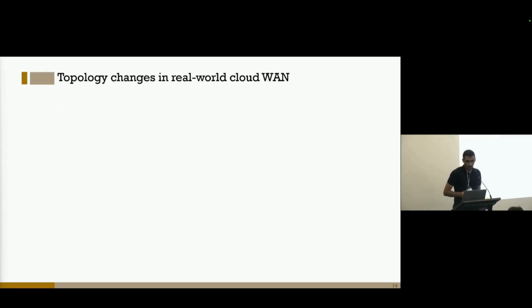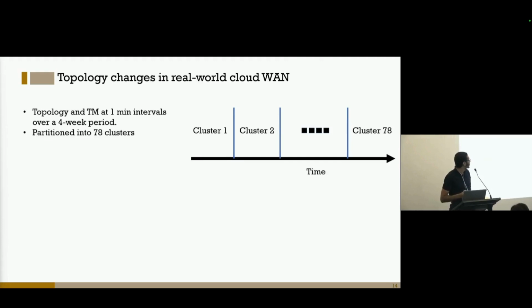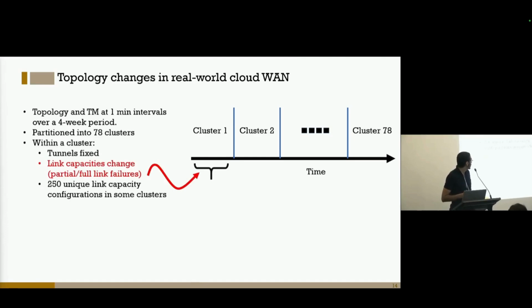But before we delve into the results and evaluation, it is essential to provide more details and characteristics of the ANANET dataset. ANANET basically is collected over a 4-week period at 1 minute granularity, where every snapshot has a traffic matrix and a topology. We partitioned the dataset into 78 clusters, where within a cluster, tunnels are fixed, but link capacities change in the form of partial and full link failure. For example, one of the clusters witnessed 250 unique link capacity configurations.